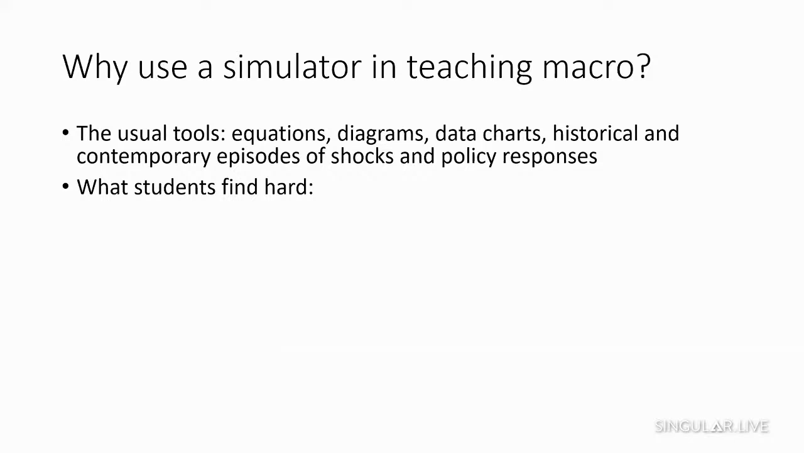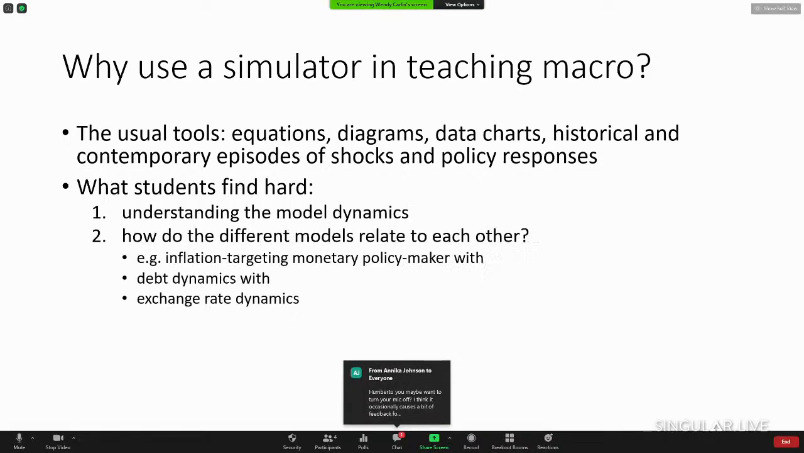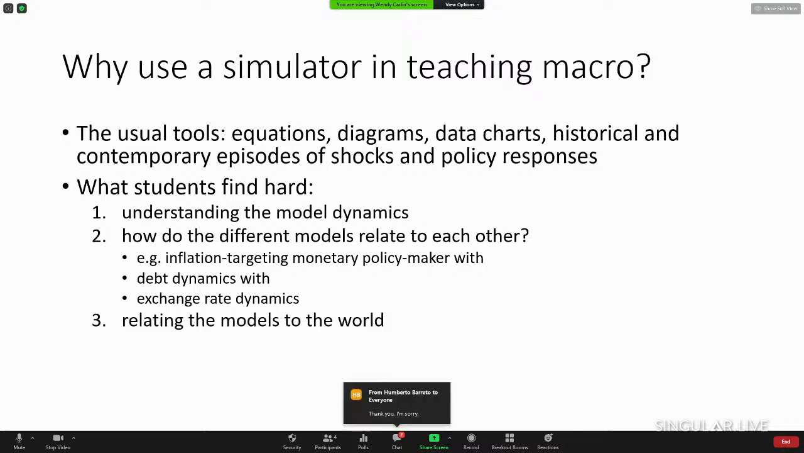So the usual tools that we use are obviously equations, diagrams, data charts, historical and contemporary episodes of shocks and policy responses. And what students find really hard in macro is understanding the model dynamics. Secondly, how do the different models relate to each other? So they get taught, say, an inflation targeting model, and then they get taught a model about debt dynamics, and they have another model about exchange rate dynamics. But how do you put all of that together if you're analyzing a particular episode? And then episode meaning episode in the world.